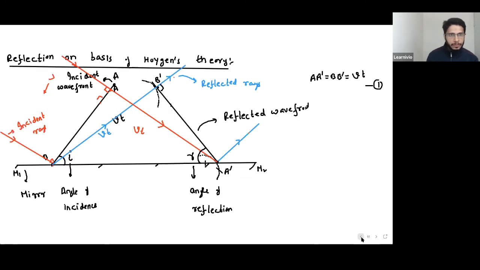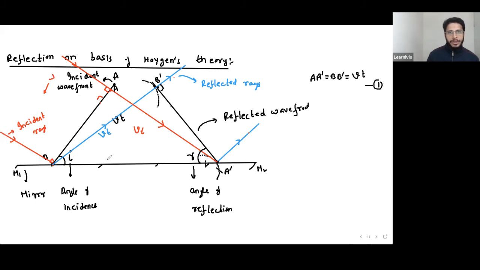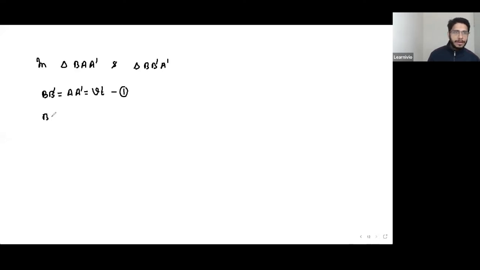Is it done? Not BA. B prime is equal to A prime. B into B prime is exactly equal to A into A prime, which is equal to VT. That's my first equation. Similarly, here BA prime is the common side. It's the side common to both the triangles. So you can say that BA prime is equal to BA prime.